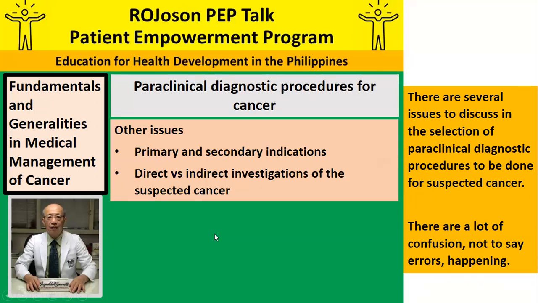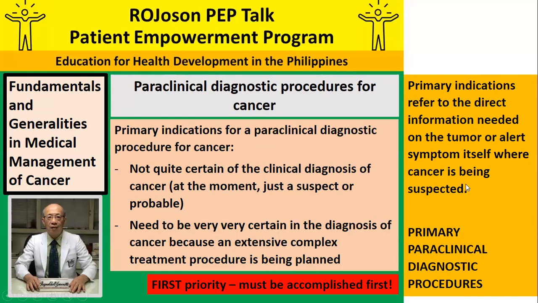The other issues that we have to discuss here on paraclinical diagnostic procedures are primary and secondary indications, direct versus indirect investigations of the suspected cancer. Primary indications refer to the direct information needed on the tumor or alert symptoms itself where cancer is being suspected. So these are the so-called primary paraclinical diagnostic procedures. So this is the first priority. It must be accomplished first.